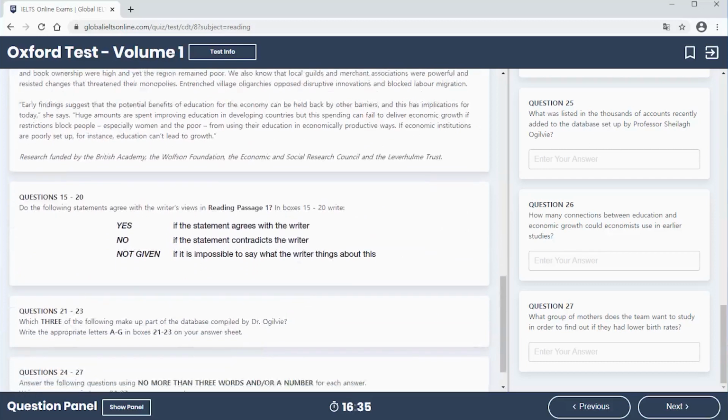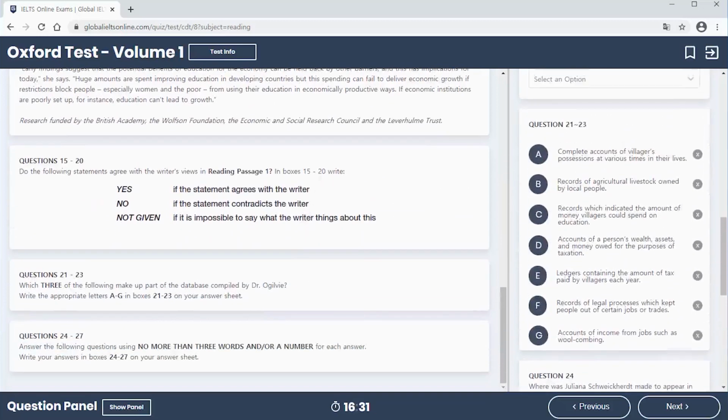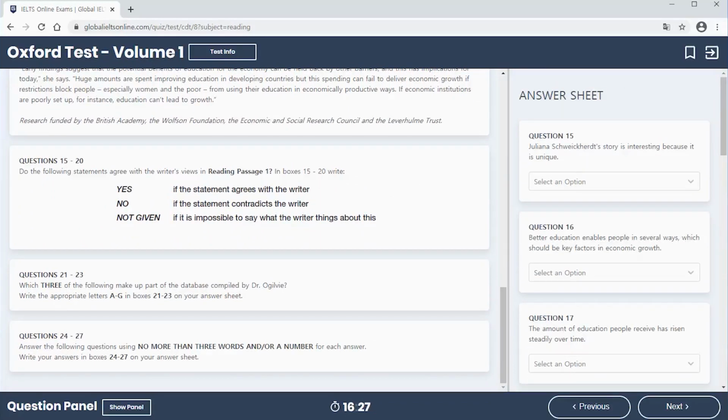So let's look at the question types that we've got. We've got yes, no, not given, which is everyone's favorite type of question. We've got multiple choice about specific information to get from the passage, which is about part of this database compiled by this doctor. And then we've got filling in answers, information that we've gained from the passage, okay?